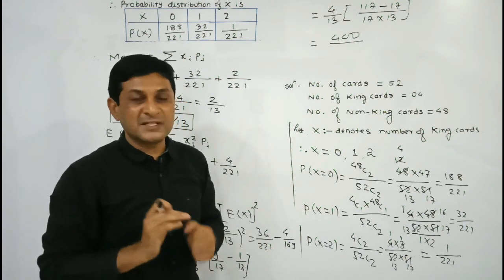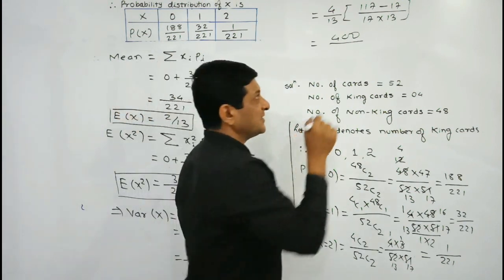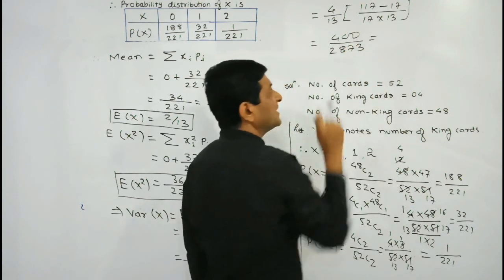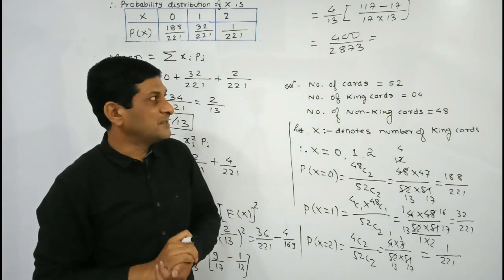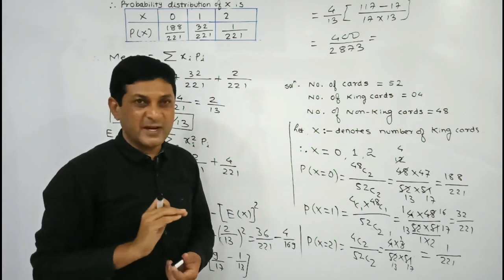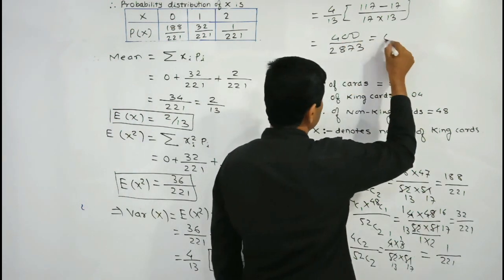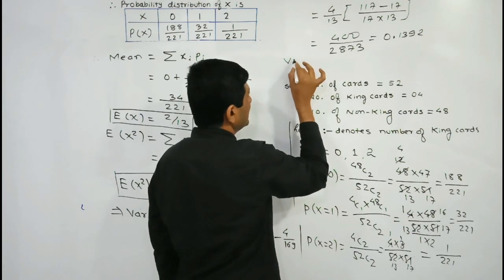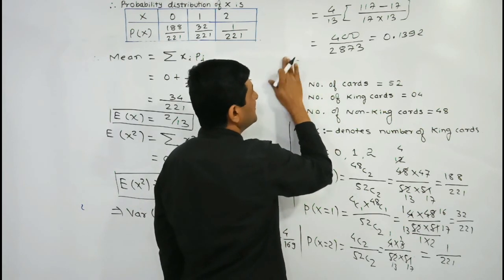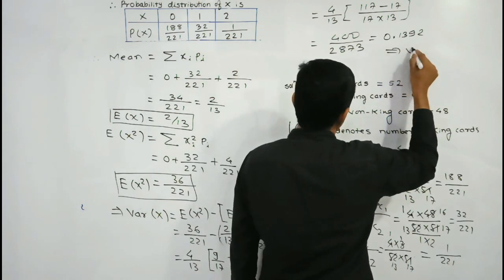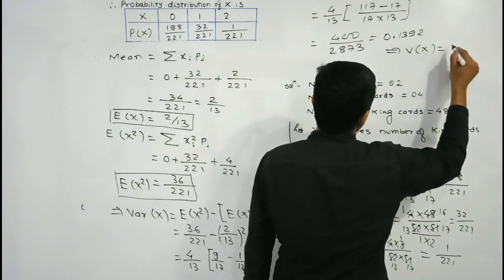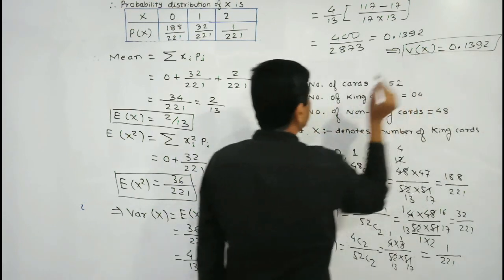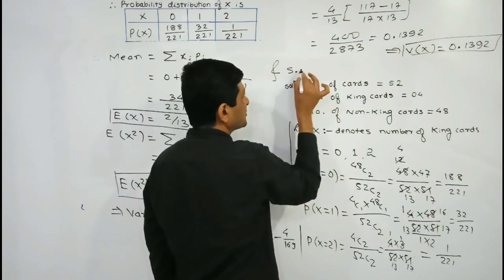169 into 17, check that it is 2873 or not. 2873. So now if you take the division, you will come to know that this division will be equal to 0.1392. Perform this division. 0.1392 means in this way we have got the variance of this random variable x, or this implies that the variance of random variable x is equal to 0.1392. So in this way we have got our second required value, and lastly we are finding the standard deviation.